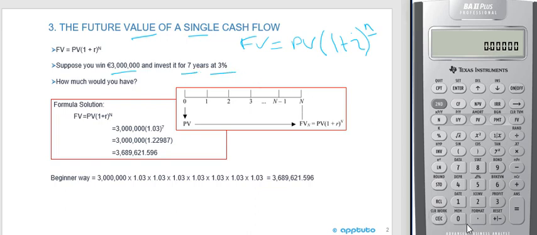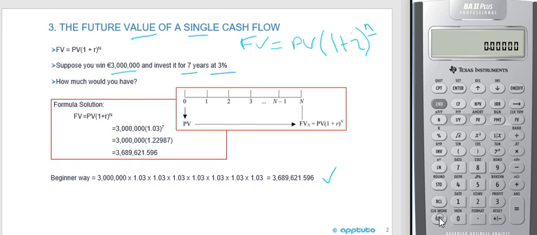Okay, so we could do it with the algebra. It would be 1.03 y to the x 7 years, okay, times my 3 million, and I would have 3,689,621 euros at the end of 7 years, okay?